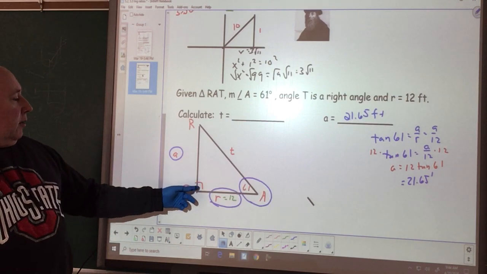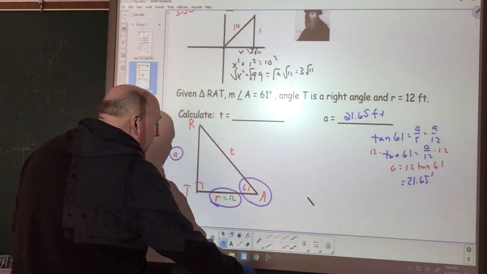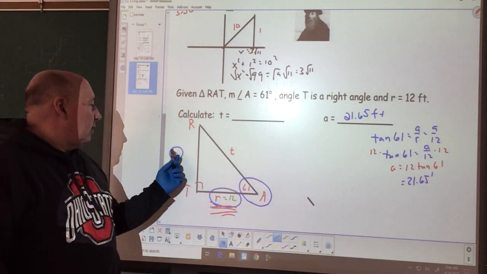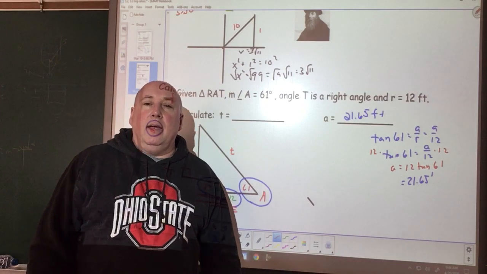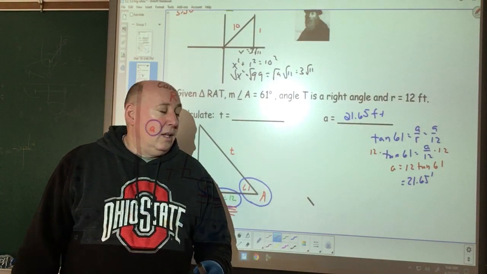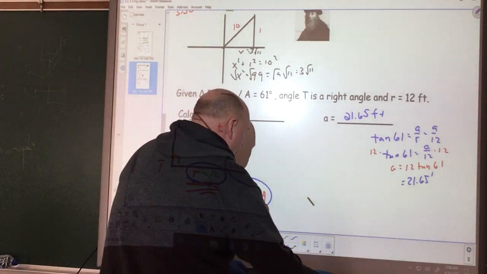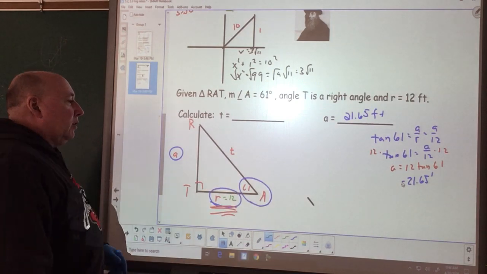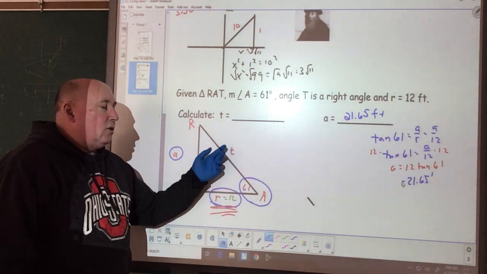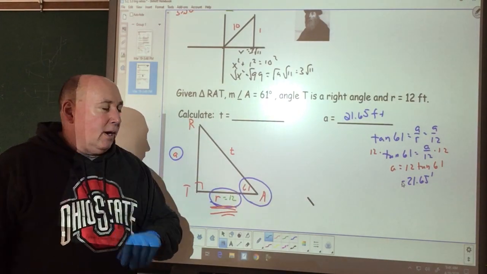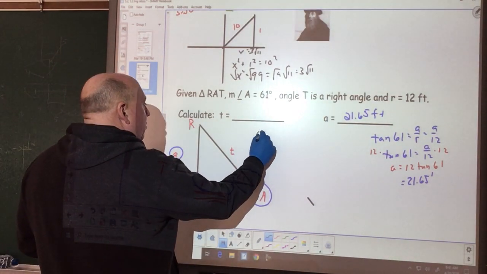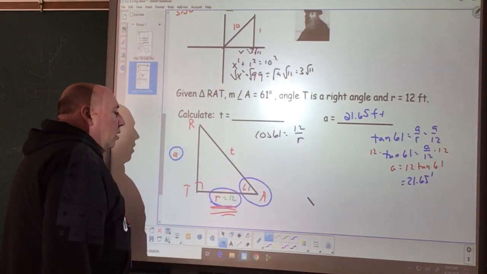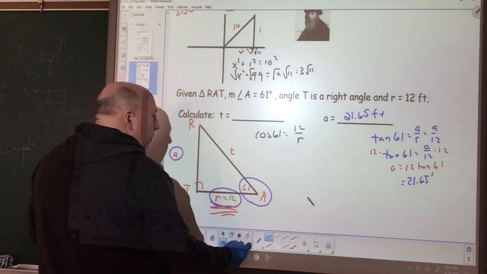Let's take a look at my other one, little t. I would go back. Yes, we can use our good old buddy Pythagoras to find little t, but the problem we run into is if I goofed up how we found little a, little t is going to be wrong also. So let's go back to our trig ratio. We have angle A, we have little r, little t, which trig ratio will relate this angle to these two sides? It's cosine. So we have the cosine of 61 is equal to 12 over r. Whoopsie, how about over t?